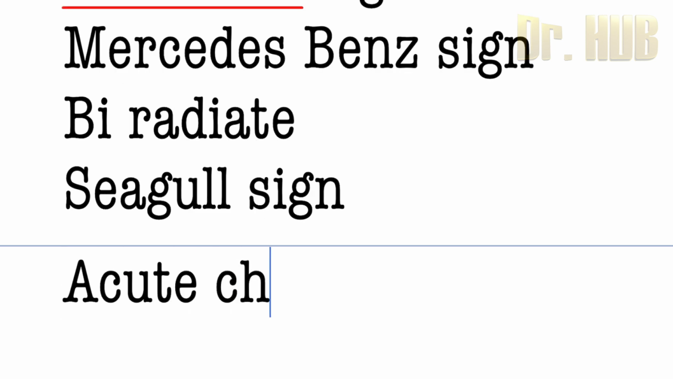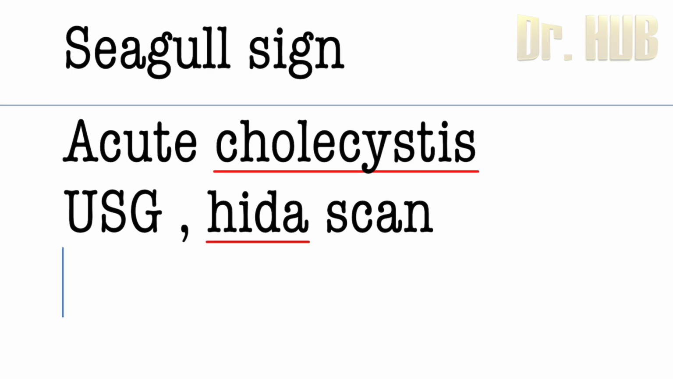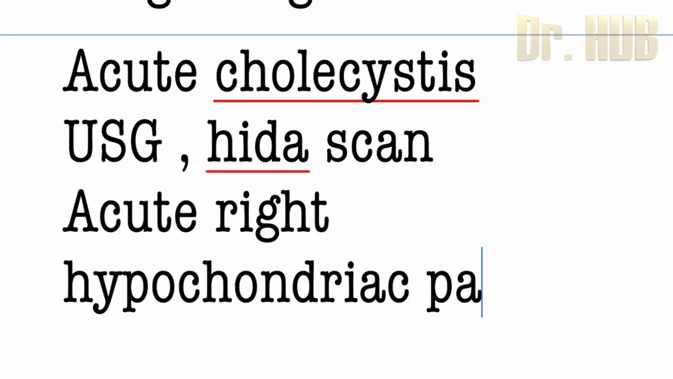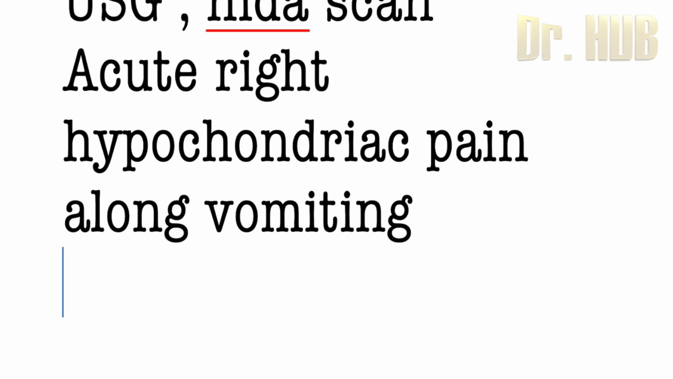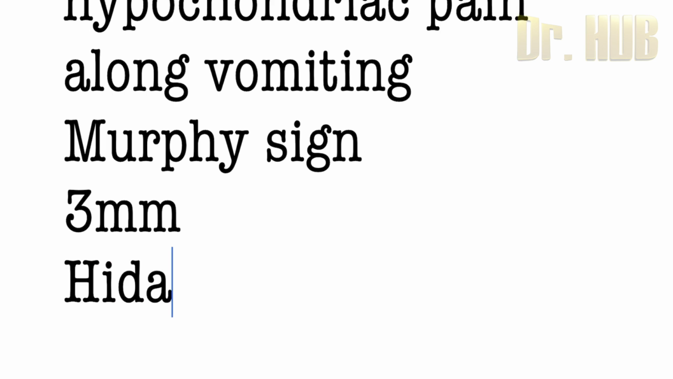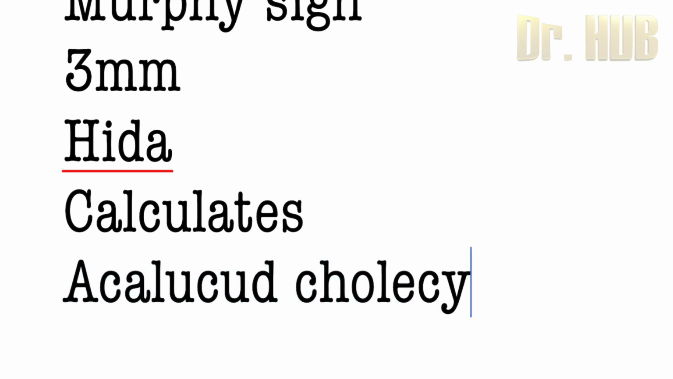So first let's look at acute cholecystitis. The investigation of choice is USG, and the gold standard is the HIDA scan. Acute right hypochondriac pain is seen along with vomiting. Then there is also the Murphy sign, which is present. There is a thickened gallbladder wall of more than 3 mm. The HIDA scan picks up both calculous and acalculous cholecystitis.